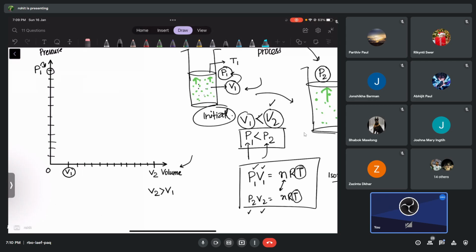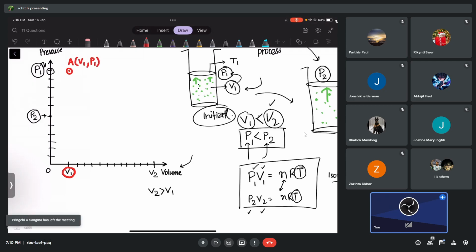See, this is your pressure P1, which is the initial greater pressure, and this is your pressure P2. Don't worry, you'll get the graph I'm trying to tell you. When we plot the graph, it's going to happen like this. When the volume is V1, the pressure is P1, so my point will be somewhere here.